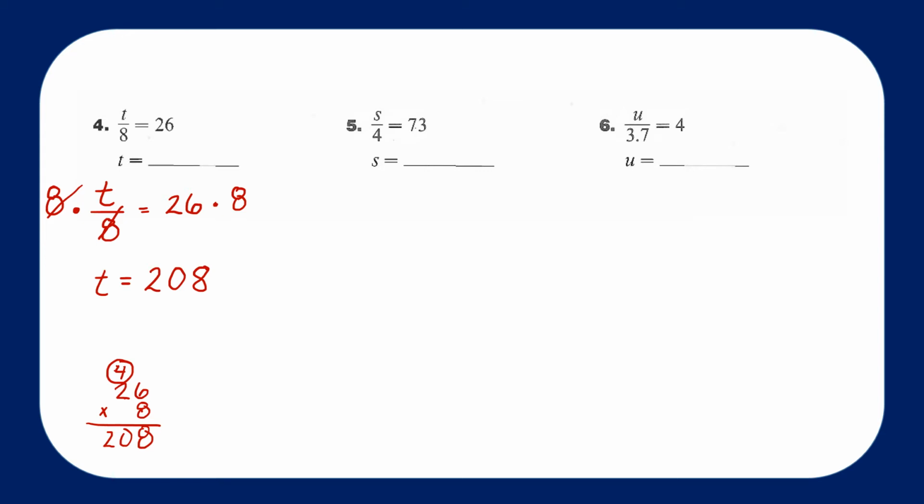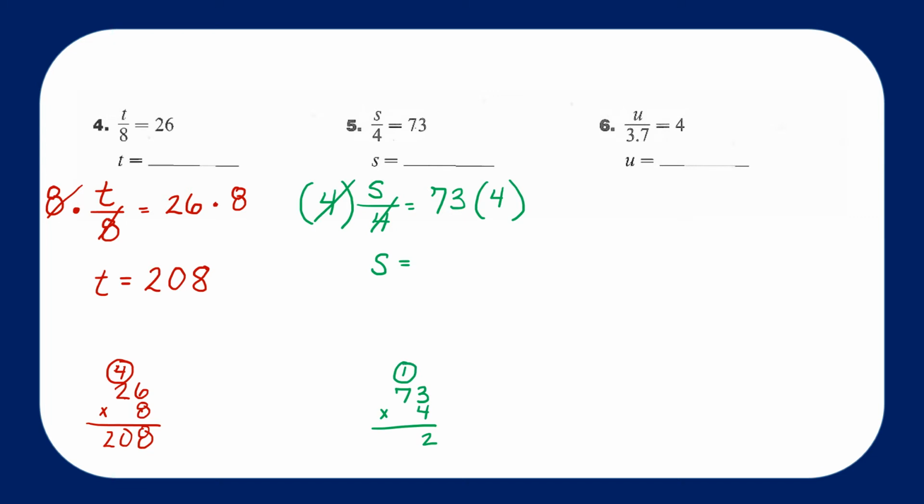Question number 5. We have S divided by 4 equals 73. Another way to show multiplication is with parentheses, so I can show it by multiplying by 4 on both sides like this. Divide by 4, multiply by 4, cancels each other out. S equals 73 times 4. 4 times 3 is 12, carry the 1. 4 times 7 is 28, plus 1 is 29. So we have 292.